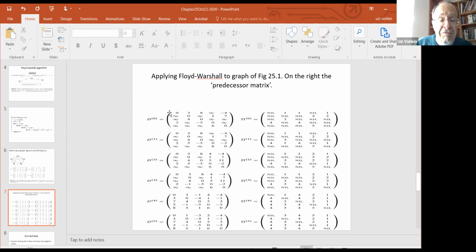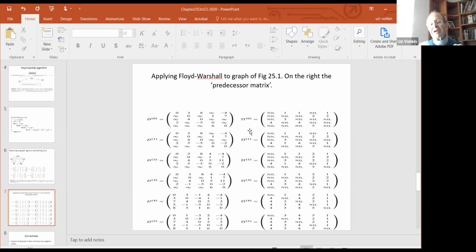From 4 to 1, it's 2. So you see that this is really the, okay. Now, what I want you also to observe is that we use here this second matrix called pi. So what is pi? Pi is telling me where do I enter the vertex on the other side last.